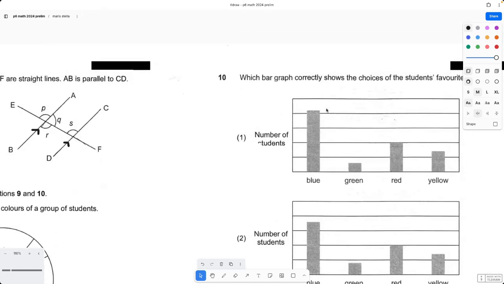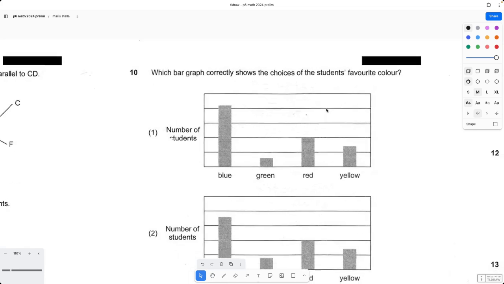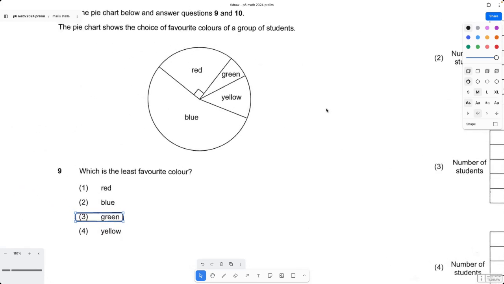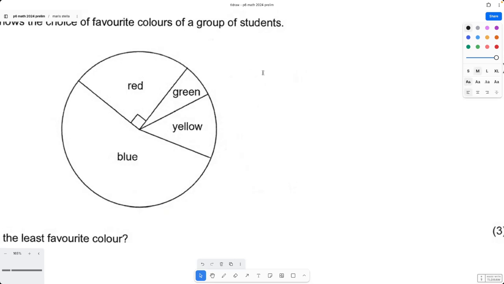Question 10. Let's zoom out a bit. Which bar graph correctly shows the choices of students' favorite color? So we want to go from biggest to smallest. This will be blue, and then red, yellow, and then green.